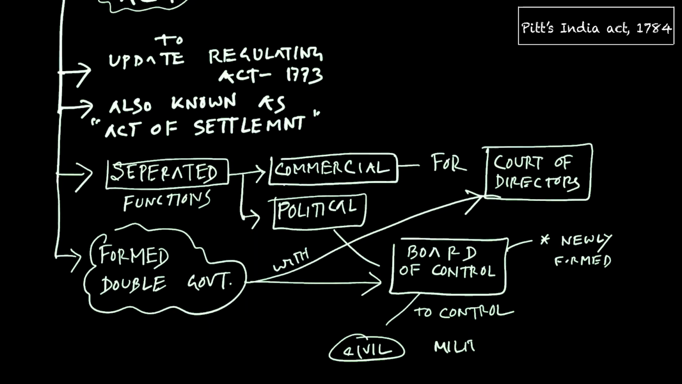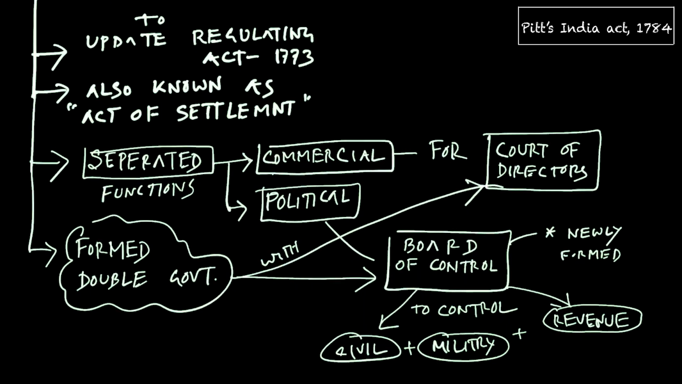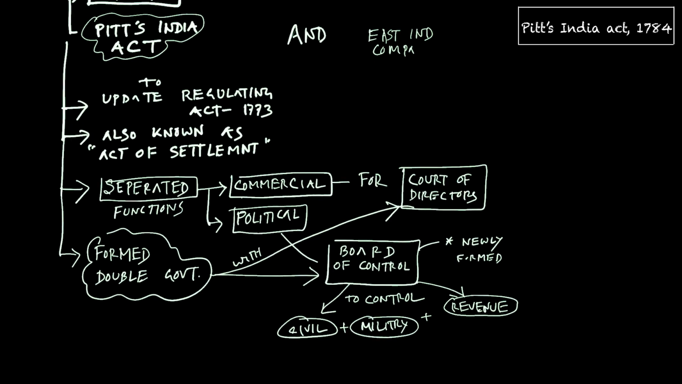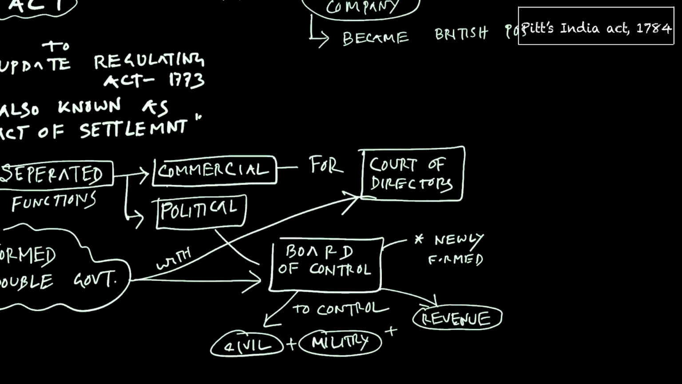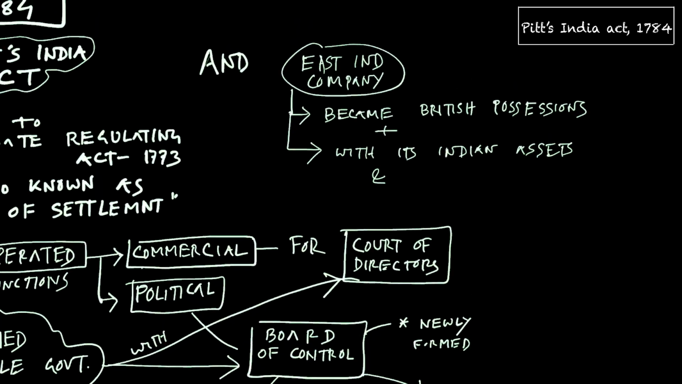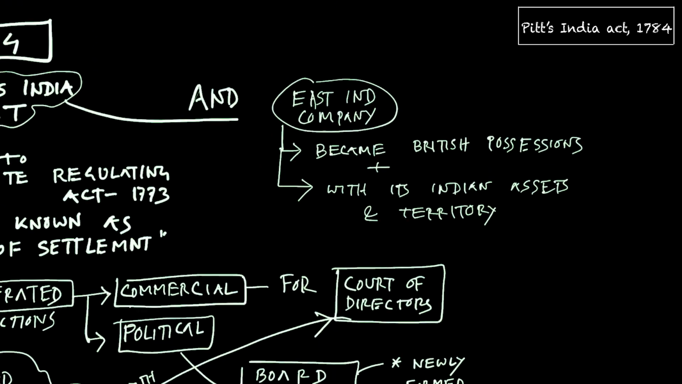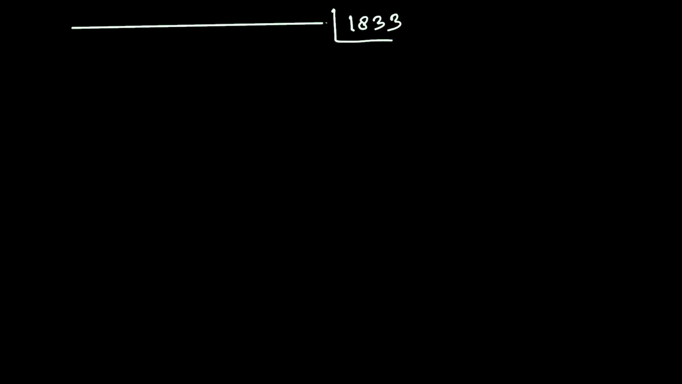Also, it empowered the Board of Control to supervise and direct all the operations of civil, military or revenue affairs. This act was important for 2 main reasons. First, the company's territories in India were to be called the British Possessions in India, and the British government was given the prime control over the company's affairs and its administration in India.